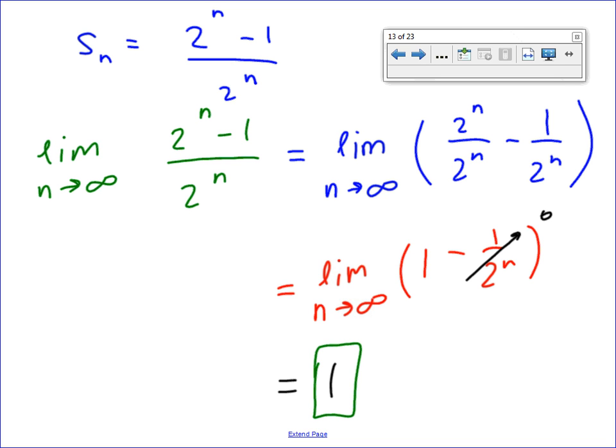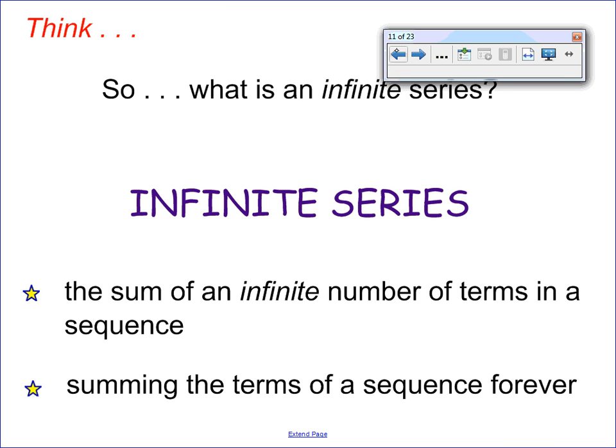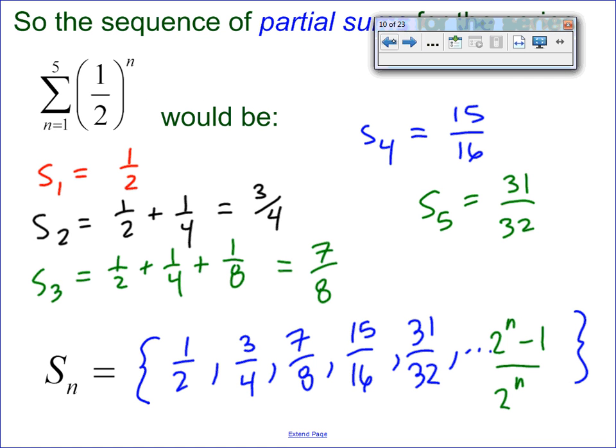That's pretty sweet. Well, could we have seen that? It depends what you mean by seeing that. I mean, look at our sequence of partial sums. After 4, we're already at 15/16. Then we're at 31/32. What would the next one be? You can call it out: 63/64. That's pretty close to 1, right? Already, and we're only at the 6th partial sum. Sometimes it's easy to see, sometimes it's not easy to see, and that's why we have to develop our algebraic techniques.